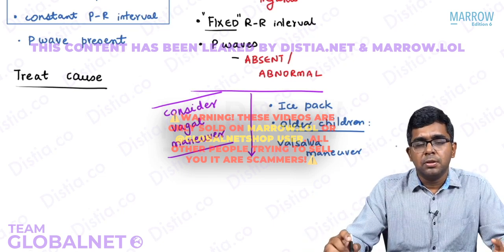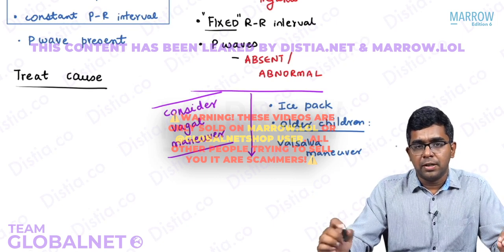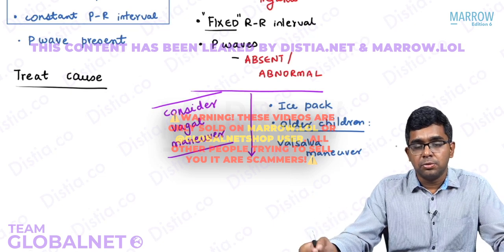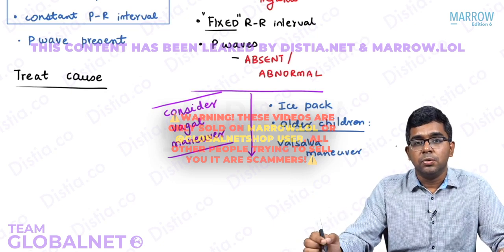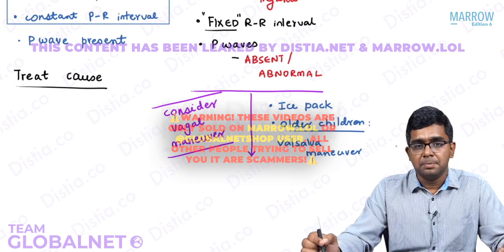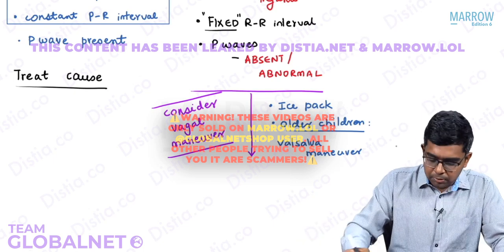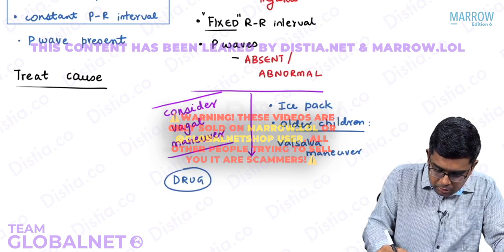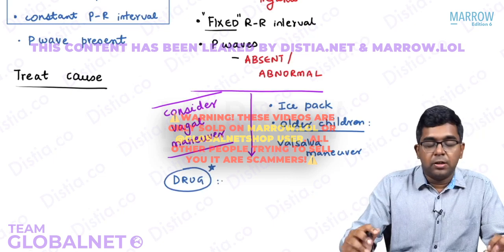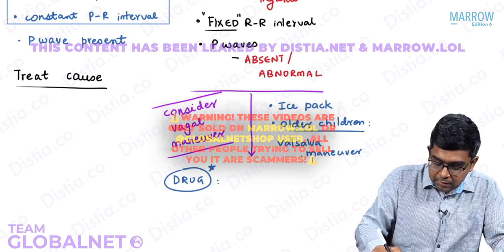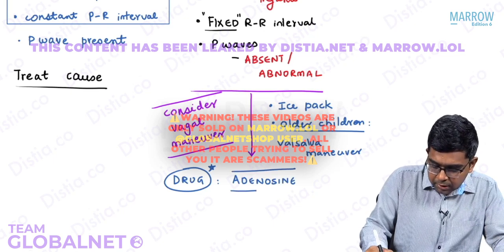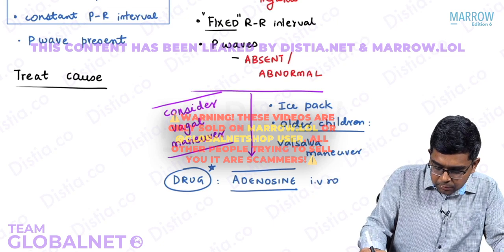Suppose you don't get a response to one vagal maneuver, you can try another vagal maneuver. If there is no response to that vagal maneuver also, then you have to go for further specific treatment. These include drugs. It's a very commonly asked question: what is the drug of choice for termination of PSVT? It is adenosine, usually given by intravenous route.